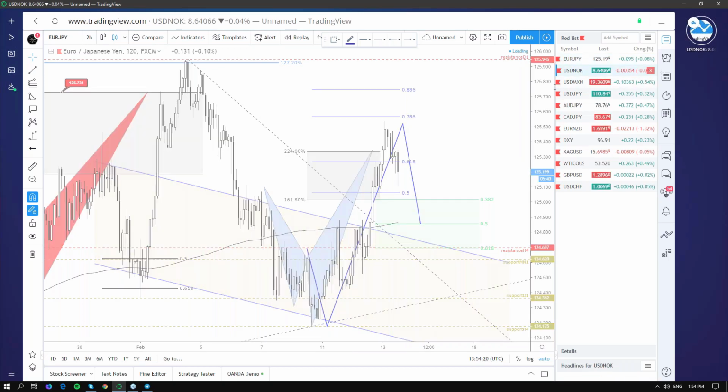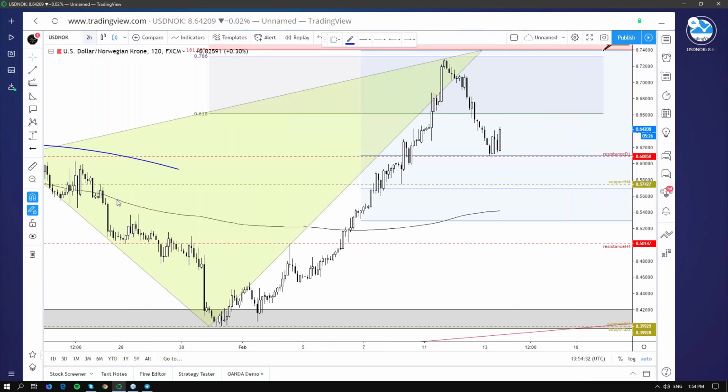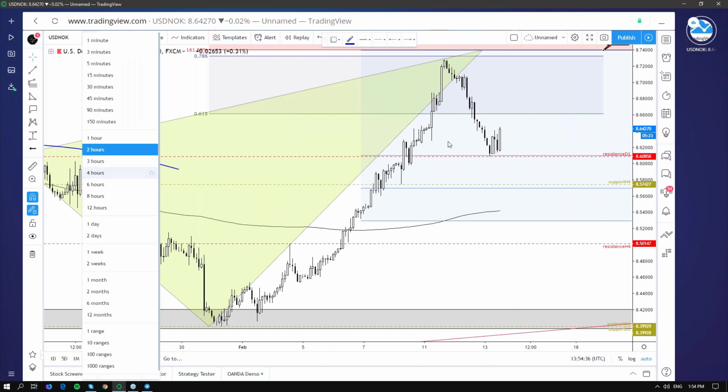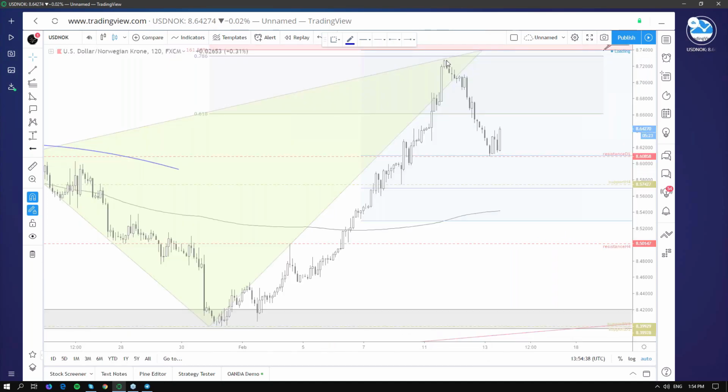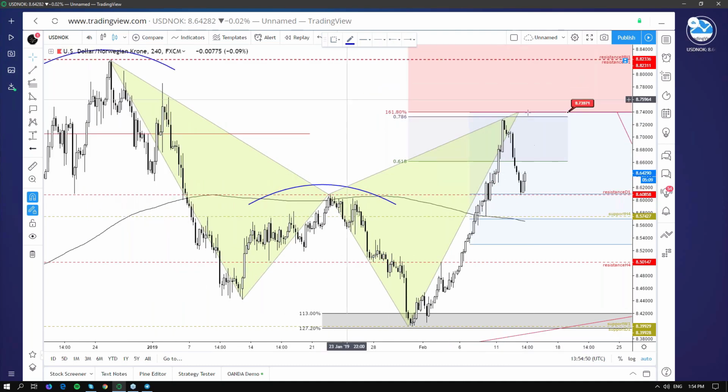On NOK, let me push that chart here. I was expecting the market this week to trade a few points above the most recent top. So I was expecting the formation of the shark pattern at the 1618 extension, 8.73. This was my expectation. It is possible to see the formation of that pattern after this pullback, after this relief.